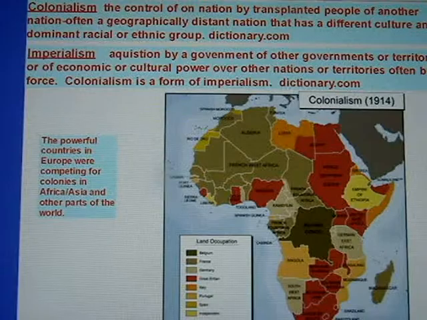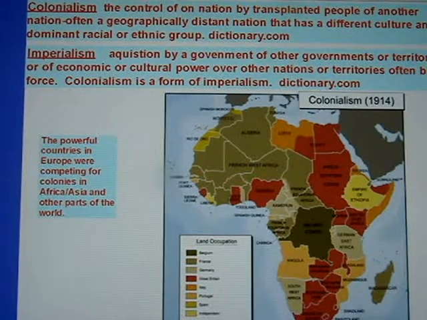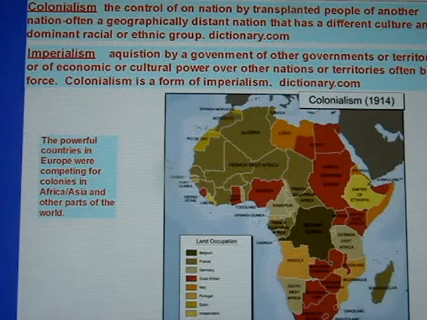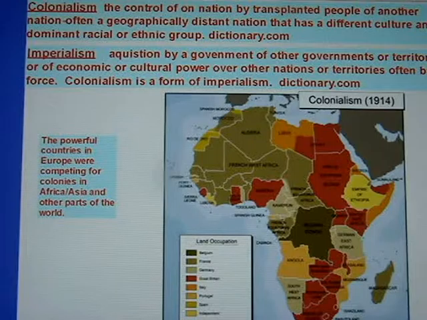Now, right now, I want you to pause the video and I want you to read the definitions. So we're back. And you can tell colonialism and imperialism are closely related. It is where a more powerful country takes over a less powerful country.